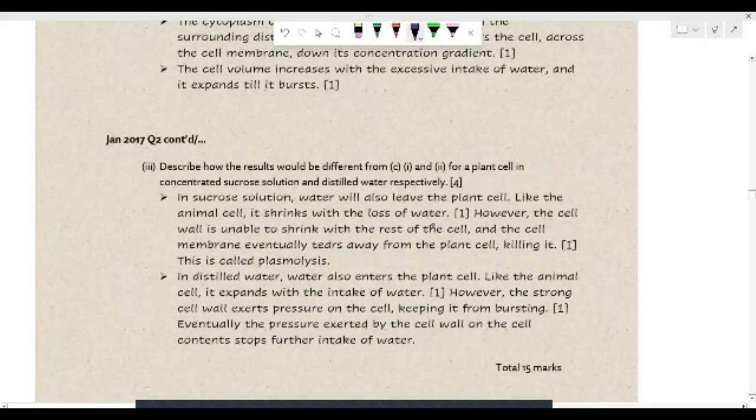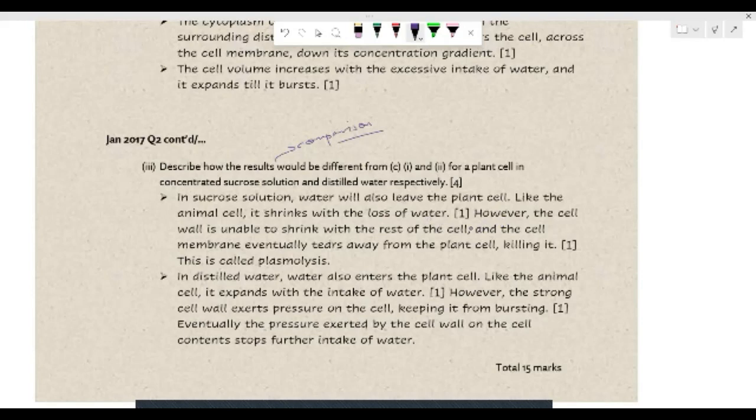And then we describe how it would be different. So again, this is another comparison question, right? Okay, so how would it be different if a plant cell was put through the same experience, or the same conditions, right? So in the sucrose solution, we're comparing, right? So you notice I'm saying, okay, well, as compared to the animal cell, water does also leave the plant cell, all right? And like the animal cell, it will shrink, but not as much, okay?